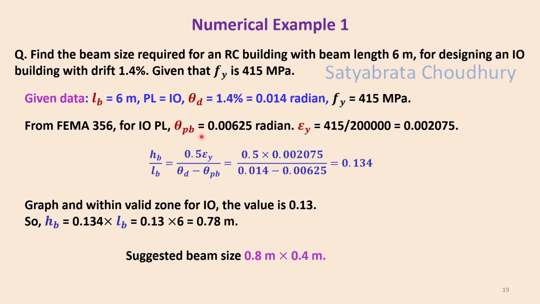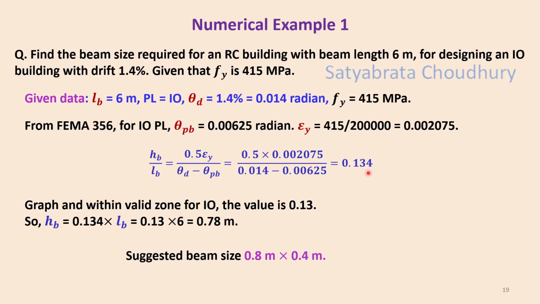Now we need to have theta PB corresponding to your IO performance level. So from the table, theta PB equals 0.00625 radian. Epsilon y, the yield strain of this rebar, is 415 by 2 into 10 to the power 5, which is this much. Now we find out this ratio HB by LB from our equation, 0.5 epsilon y divided by theta D minus theta PB. It gives you 0.134.